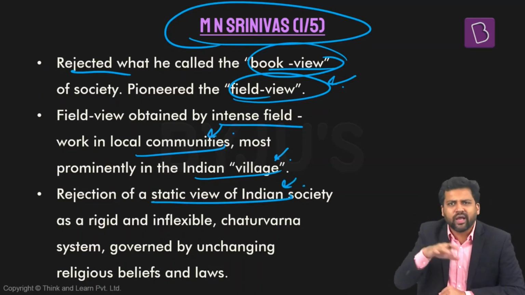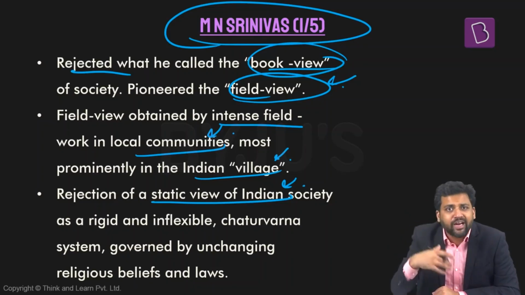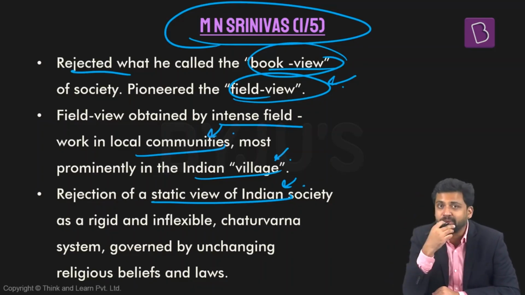As per Ghurye, things look like this. It's very static. He's not taking into consideration how the dynamics might change over a period of time, how the interaction between different caste communities might change over time, how the position of different castes in this hierarchy might change over a period of time. He's not talking about those things.